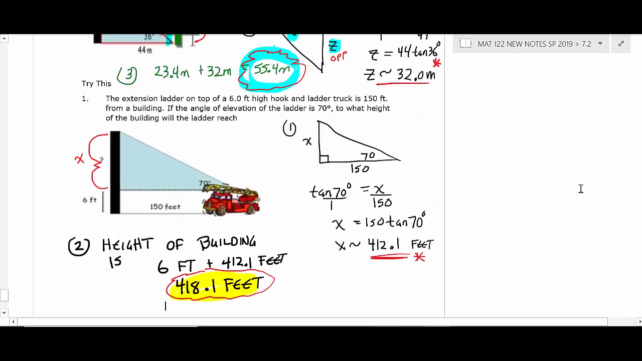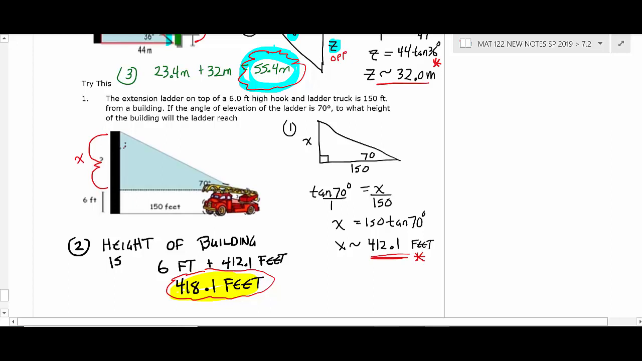Okay, so moment of truth. See what you did. I got 418.1 feet. I'll talk through it a little bit, and you may have to study over this. This was not too hard. The idea was you have a right triangle here with an angle of 70. The base of that is 150. That's the same as the distance the truck is from the building. And then I'm going to find this piece x here.